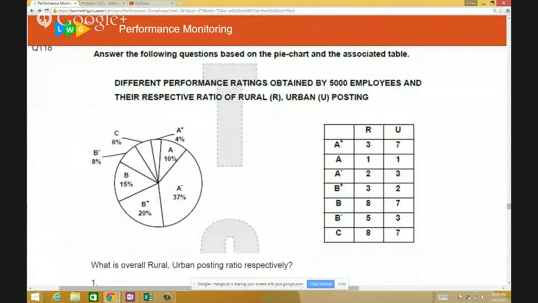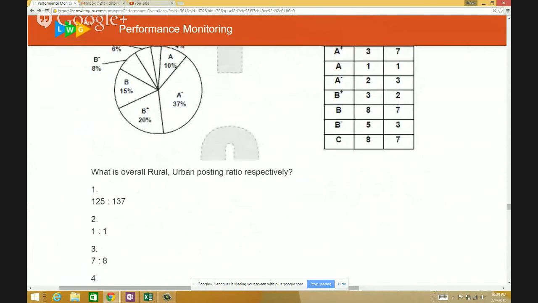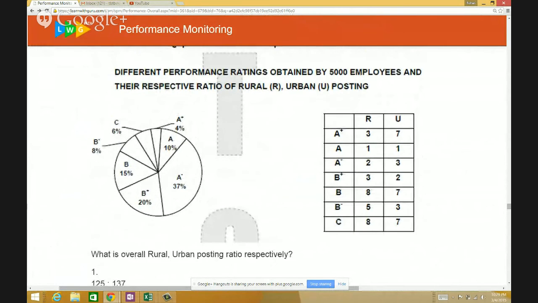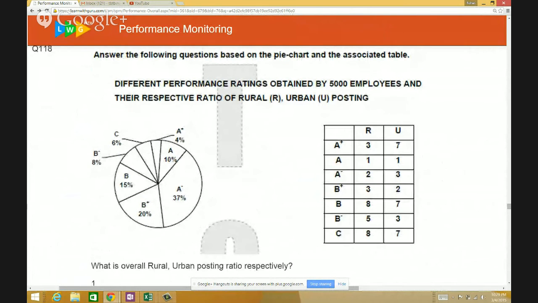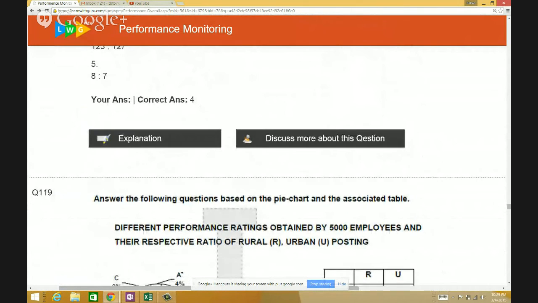What is the overall rural urban posting ratio respectively? Okay, overall rural urban posting ratio respectively, and the options given to you are 1:25, 1:37, etc. Okay, so when you solve this kind of a DI set and you find the overall rural urban posting ratio, you're supposed to leave such questions, but still we'll come back to it after we solve the remaining questions of the same set. Okay, let's look at it.